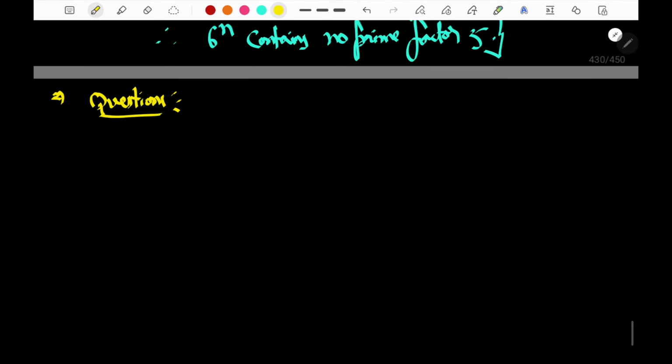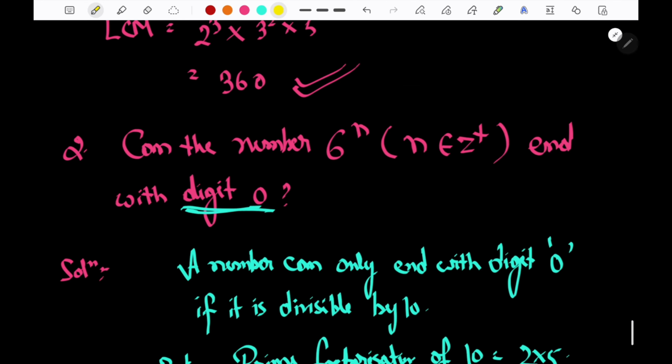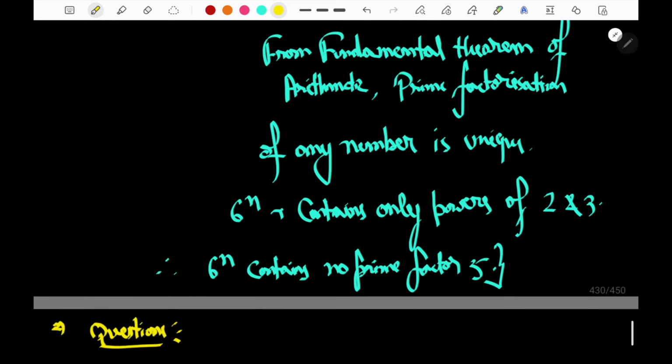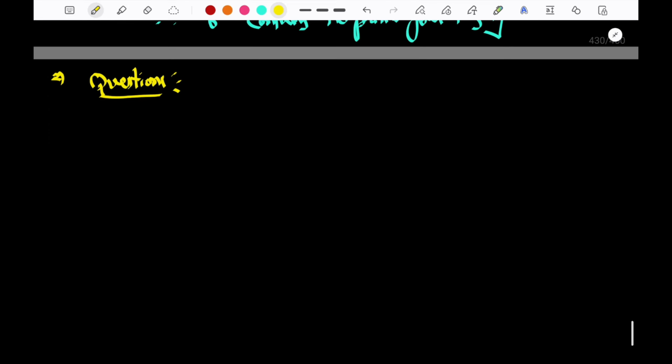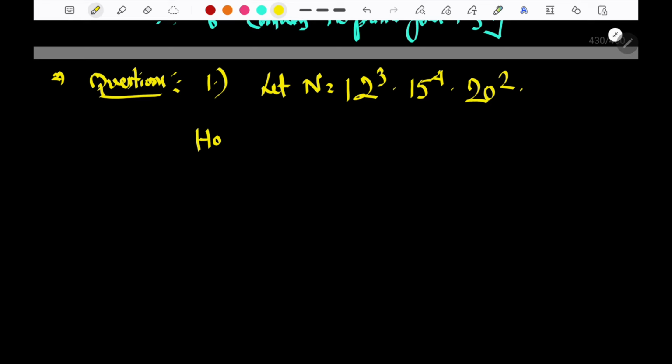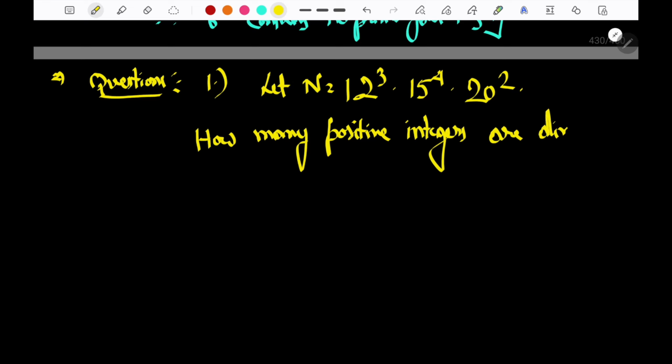Now again, let's see some of the questions. So applications mean digit based problems can be there, HCF and LCM can be there. So let's see some of the questions. Question number 1 says let n is equal to 12 to the power 3, 15 to the power 4, 20 square. Question says how many positive integers are divisors of n? How many positive integers are divisors of n?